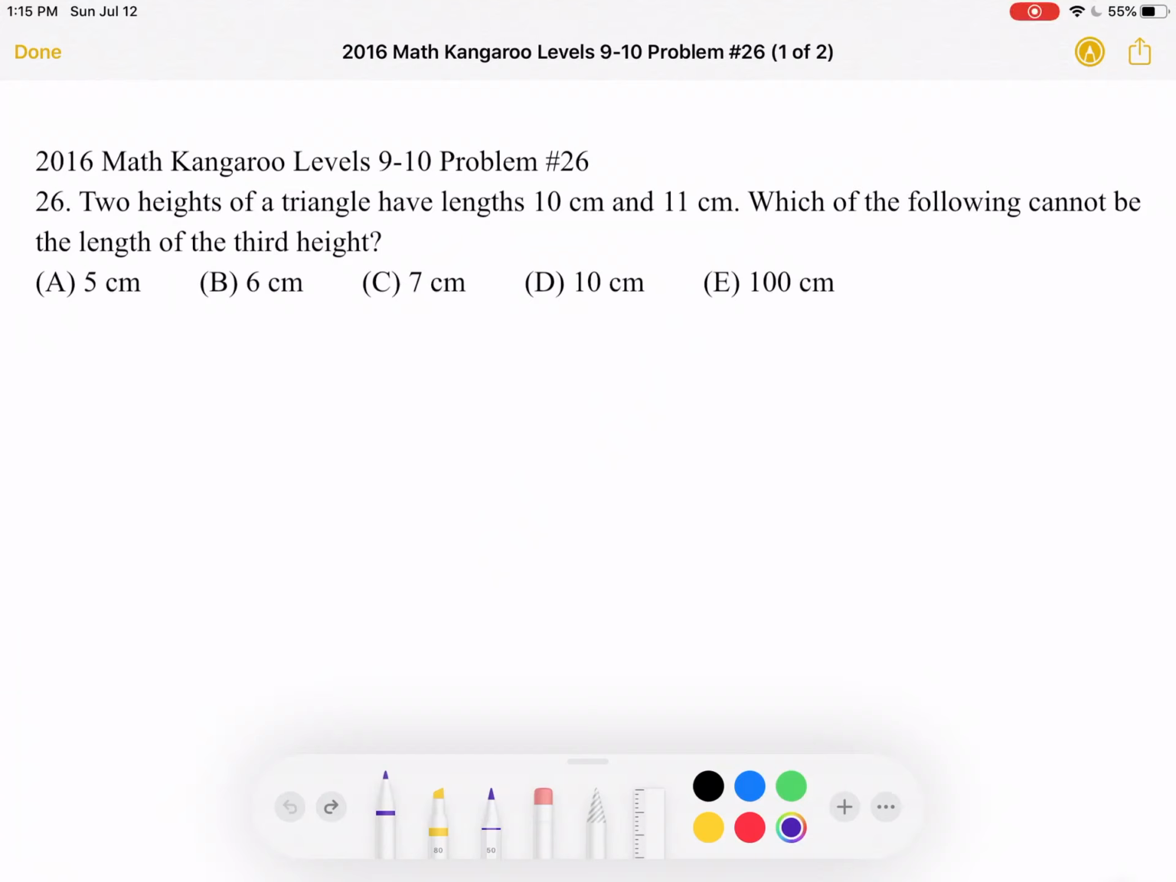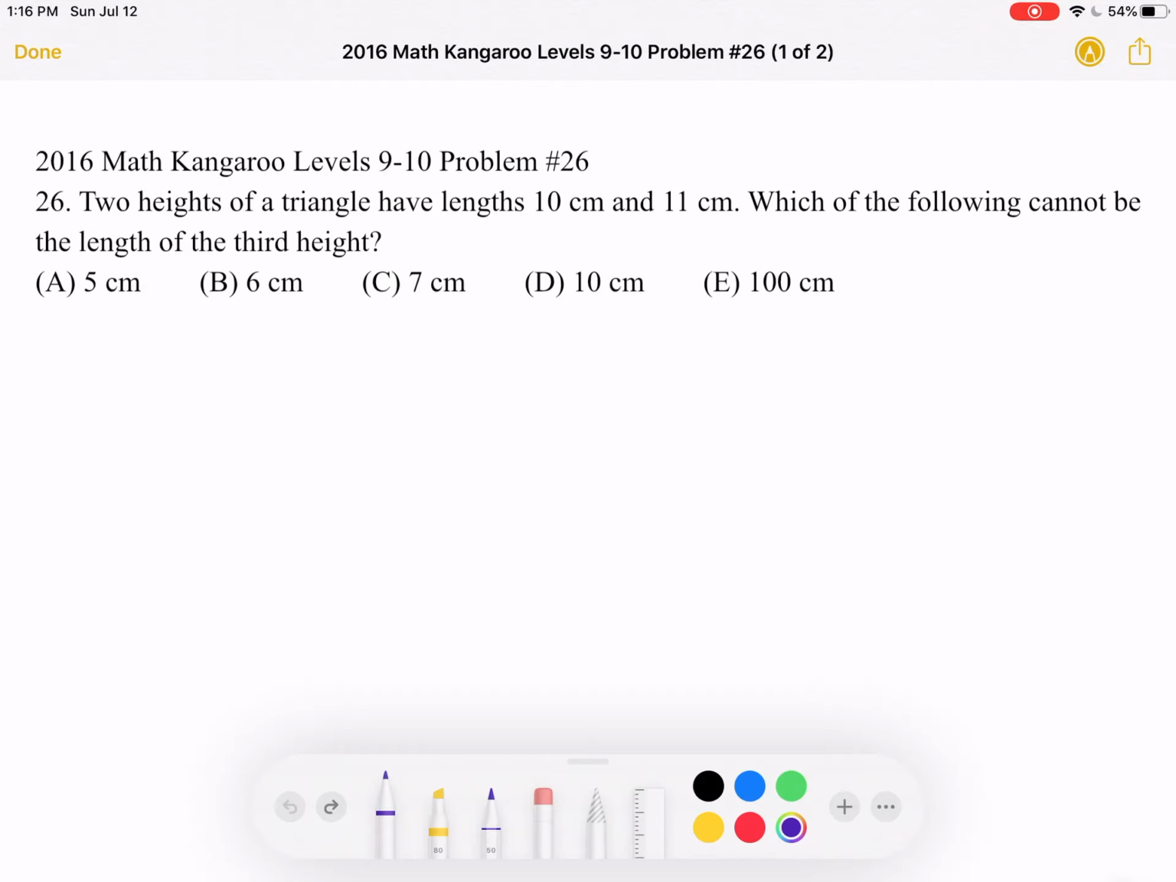This is the 2016 Math Kangaroo, levels 9-10, problem number 26. Two heights of a triangle have lengths 10 centimeters and 11 centimeters. Which of the following cannot be the length of the third height? A, 5 centimeters, B, 6 centimeters, C, 7 centimeters, D, 10 centimeters, or E, 100 centimeters.